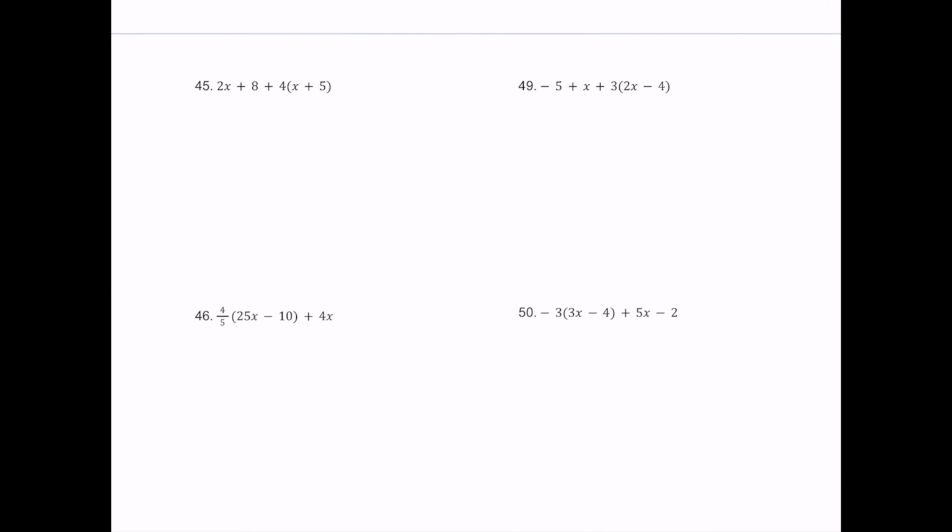Alrighty, let's try some more, okay? Distribute this 4 to both of these terms on the inside, where I'll have 2x plus 8 plus 4x plus 20. Then if we combine 2x and 4x, that's going to make 6x. And then if we combine this 8 and 20, that's going to make 28. Done.